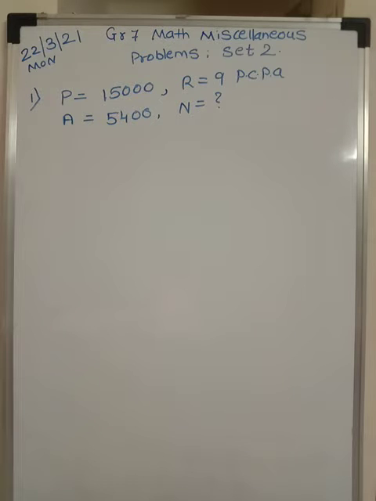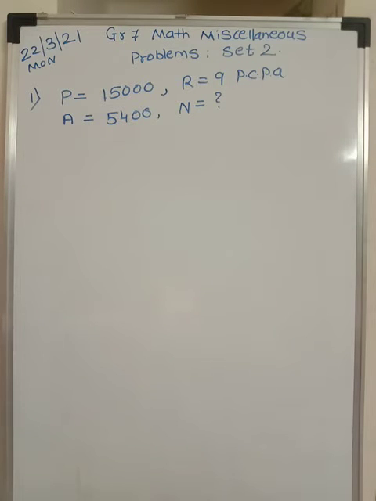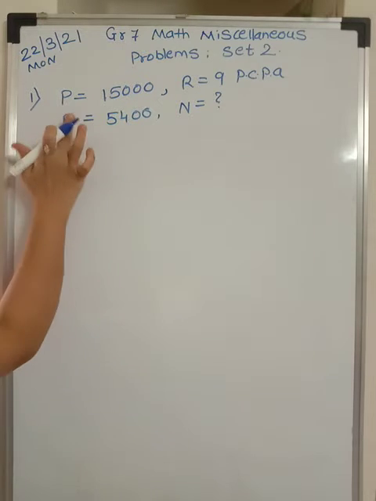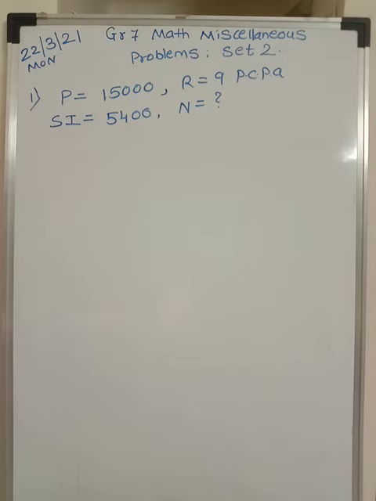Now, first question, if you look, we have Angela deposited 15,000 rupees in a bank. So 15,000 she has deposited, so that becomes the principal amount at a rate of 9 percent per annum. Rate is 9 percent per annum. She got simple interest amounting to 5,400 rupees. For how many years had she deposited the amount?